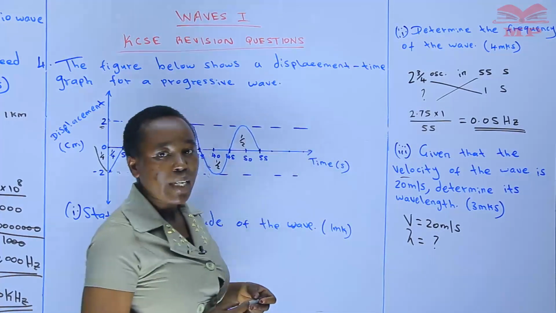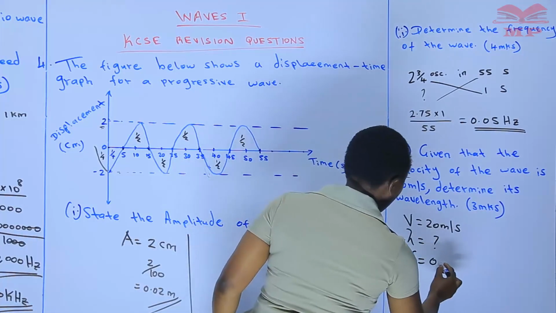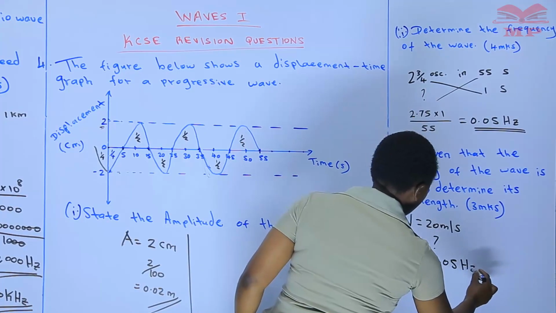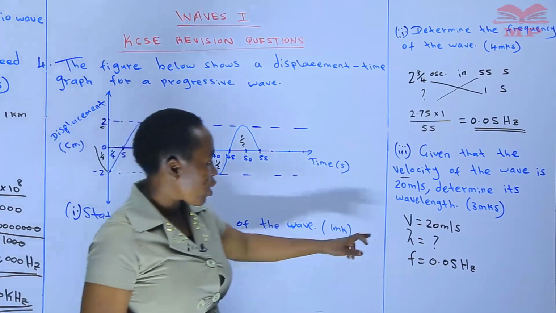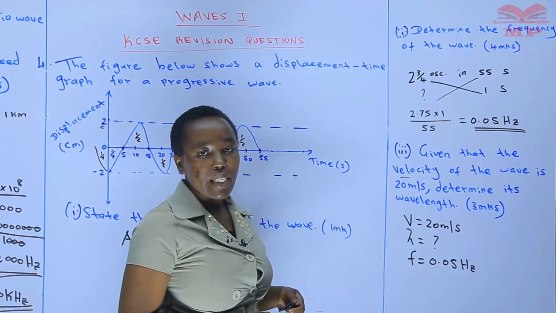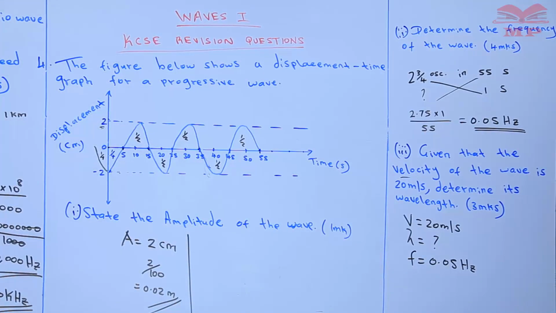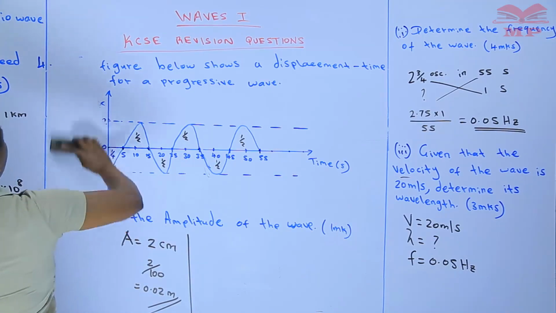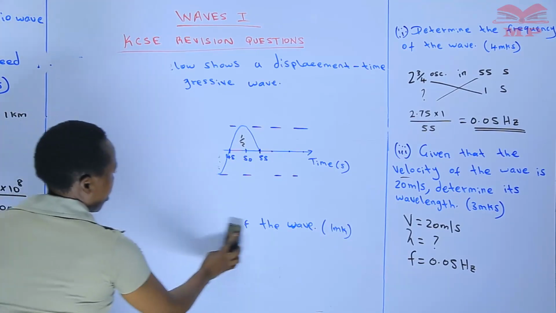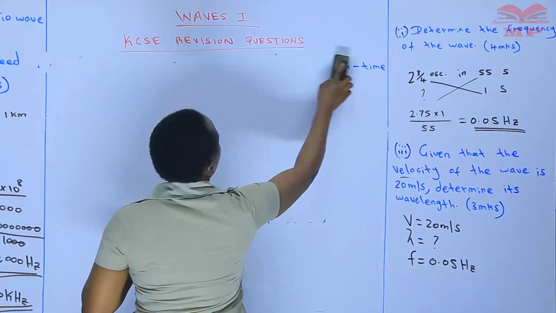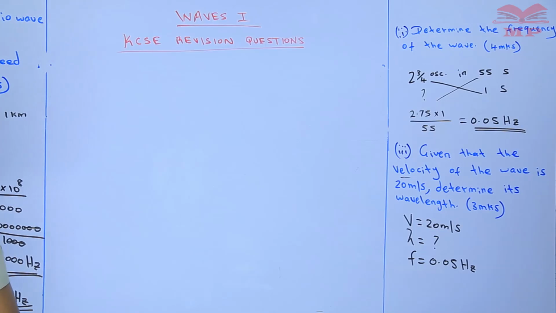And we know that we had calculated the frequency already. So our frequency, we had gotten it as 0.05 hertz. So we want to move ahead and calculate the wavelength. And since we have the speed and we have the frequency, we can apply the wave equation to relate frequency and wavelength.